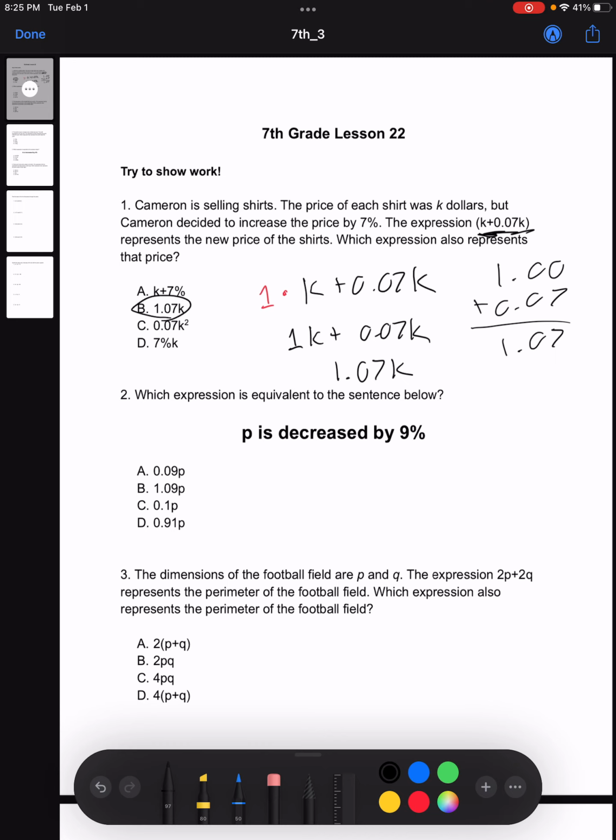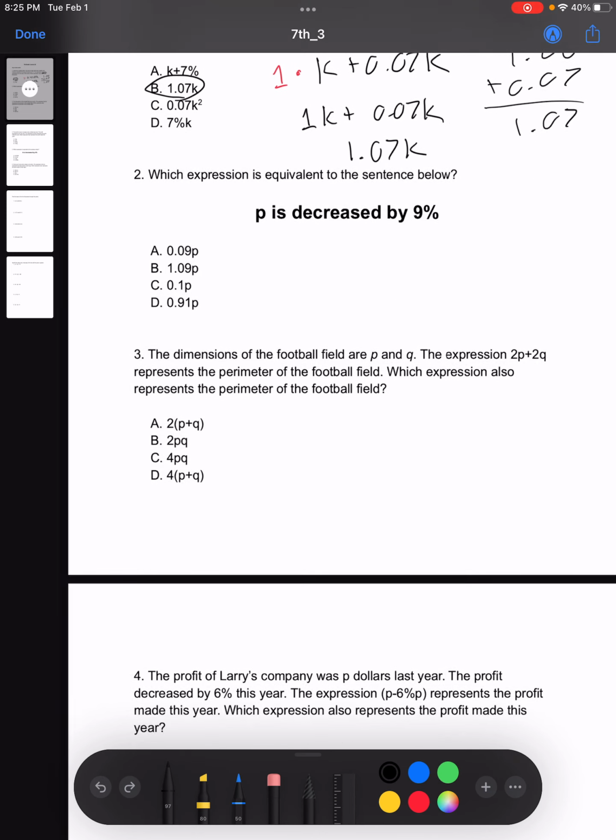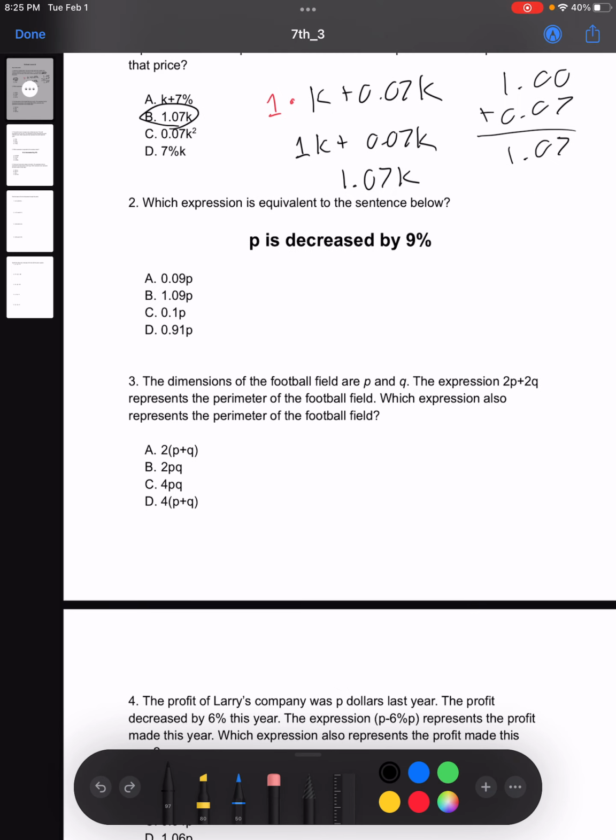In the same way that, say, 2x plus 3x equals 5x, 1K plus 0.07K is equal to 1.07K. We can just combine the coefficients together to create one like term. The key to this problem was realizing that this K has a hidden coefficient of 1 in front of it. Let's go ahead and look at number 2.